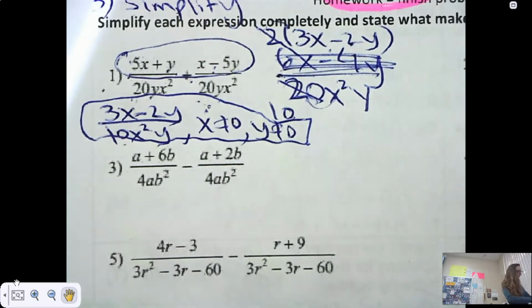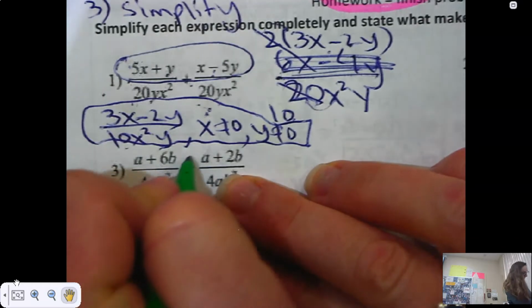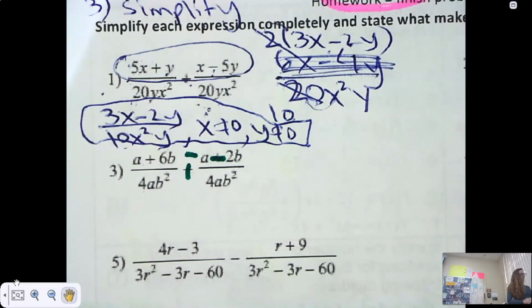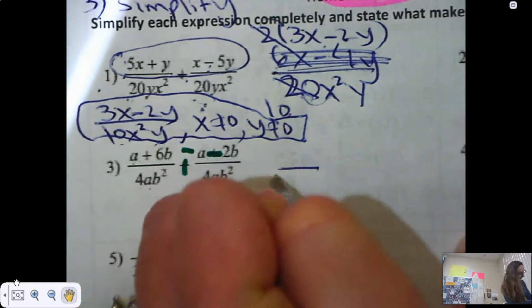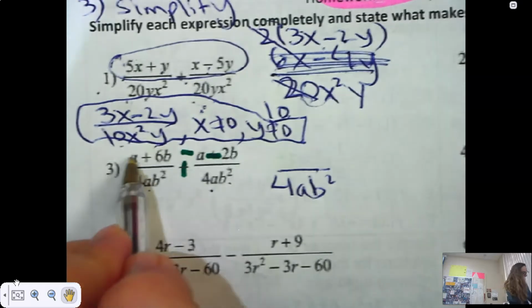Now let's look at number 3. Now what's the difference in number 3 is it's subtraction. What do I always say when it's subtraction? Change the signs of everything to the right. That's the mistake you're going to make, and you know I'm putting that question on the quiz. Okay? So then I go, okay, make the bottoms the same. Oh, cool, they are the same. So I'm good. And then I go a minus a.